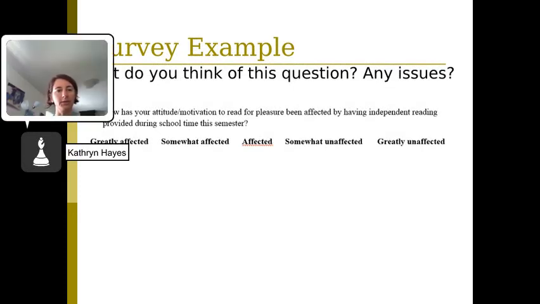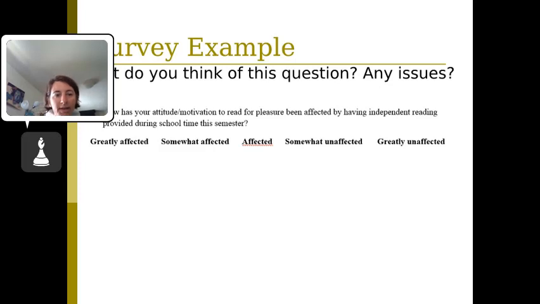Finally, let's return to the question I asked you to think about at the very beginning. What do you think the issues are with this question now that you have heard about all the different potential problems of questions? How has your attitude/motivation to read for pleasure been affected by having independent reading provided during school time this semester?